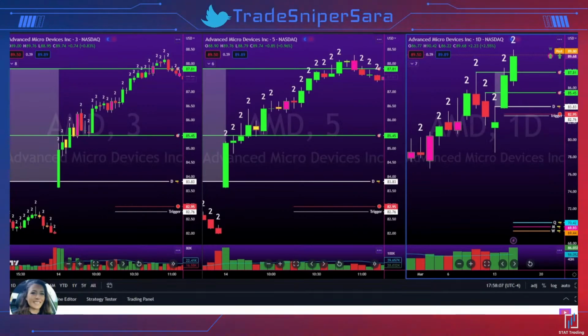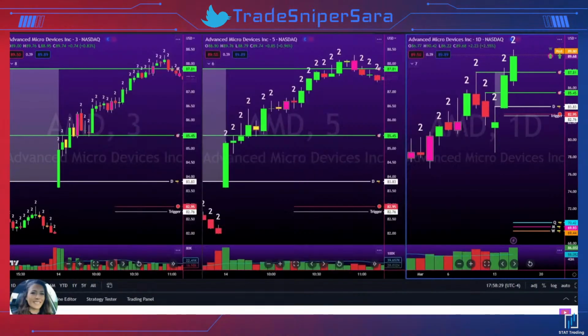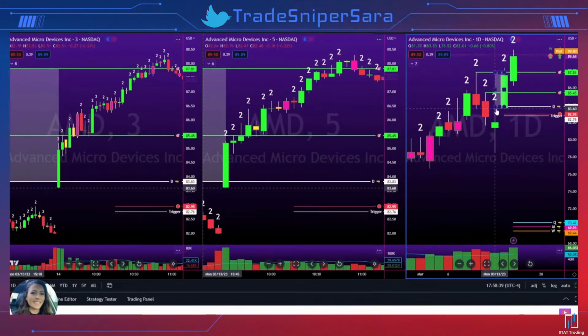So what I would like for you guys to do every night is find a daily Strat setup that hit its magnitude. So anything on this chart. If you're looking for a bullish setup, you're going to be looking at the left side of the chart. So you want to draw your daily trigger and your daily target. Okay. So I found a nice example on AMD. This is a bullish 2 down, 2 up reversal. So this magnitude is your take action area.